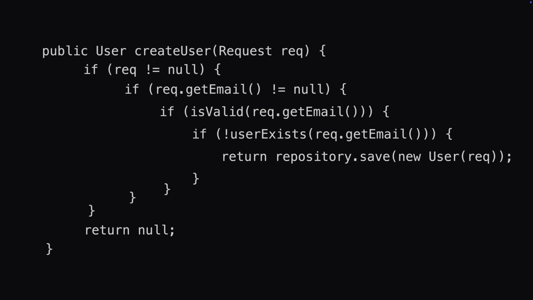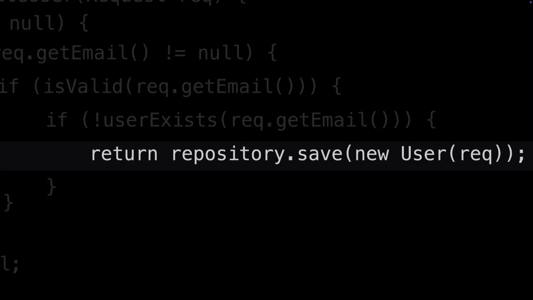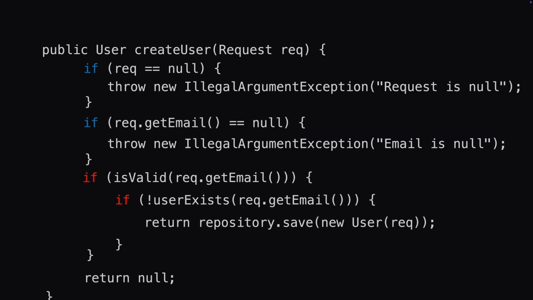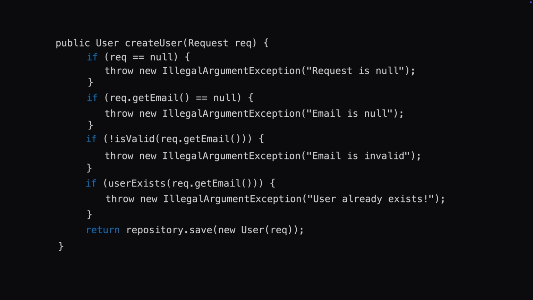Rule number one, fail fast. This method doesn't fail fast. It fails eventually. To understand what this method does, your brain has to keep track of four conditions at once. Clean code does the opposite. It rejects bad input immediately. Now the happy path is obvious. No nesting, no mental stack.